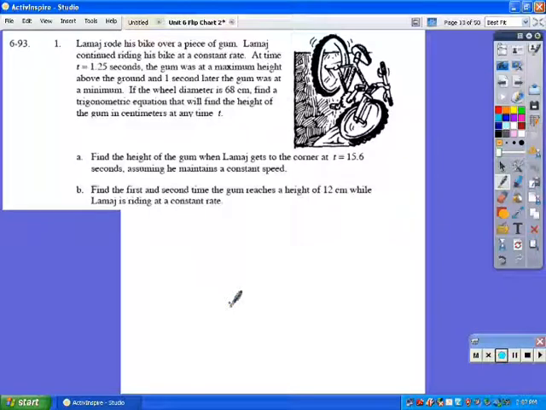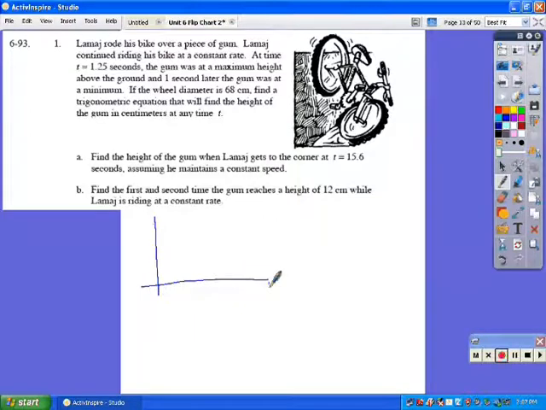Lamage rode his bike over a piece of gum. Lamage continued riding his bike at a constant rate. At time t equals 1.25 seconds, the gum was at a maximum height above the ground. And 1 second later, the gum was at a minimum. If the wheel diameter is 68 centimeters, find a trigonometric equation that will find the height of the gum in centimeters at any time t. So what we first need to do, just like we did last time, is start thinking about a picture and what information we have given to us.